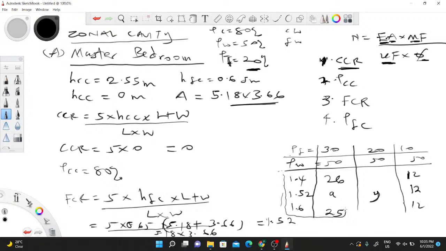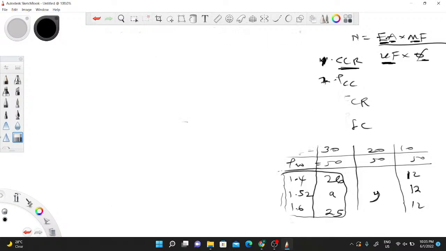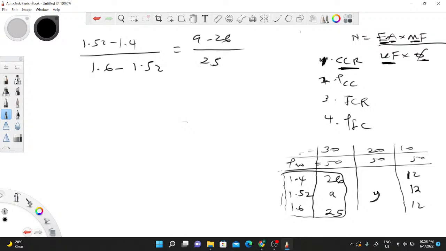So for numerical analysis, we can do the direct method of interpolation here. Let me clean a portion of it. I hope we are taking notes. I'll keep my steps here. This step 4, we are finding row FC. So I'll interpolate with this side: 1.52 minus 1.4 over 1.6 minus 1.52, same order, must be equal to A minus 26 over 25 minus A.